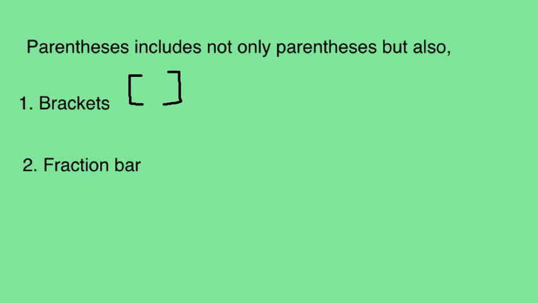The next type of grouping symbol would be the fraction bar. And the fraction bar says I have to do whatever is on top first. So I may have 6 plus 3 on top, and then my fraction bar with a 3 underneath it. So I have to consider these kind of like they are grouped together. I must do these first, the 6 plus 3, before I can do the division.